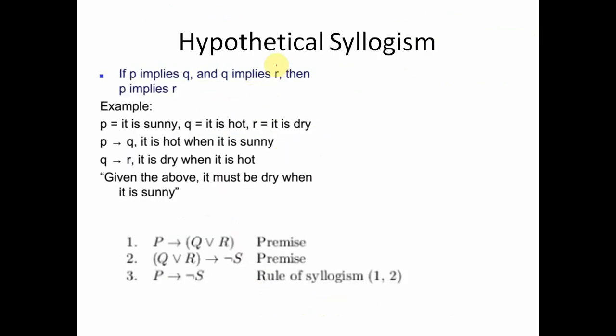Hypothetical syllogism, which says if P implies Q and Q implies R, we can conclude that P implies R. So if P says it is sunny, Q says it is hot, R says it is dry, and we say P implies Q, it is hot when it is sunny, Q implies R, it is dry when it is hot, then I can say it must be dry when it is sunny. If sunny implies hot and hot implies dry, then sunny implies dry. Once again, the propositions need not be atomic propositions. You can have compound propositions.